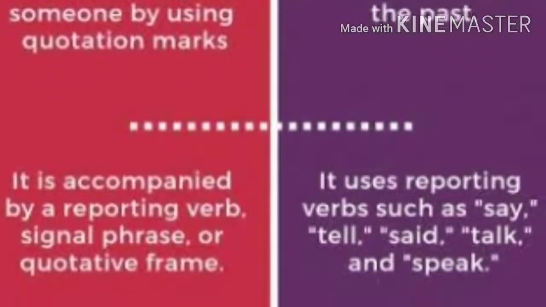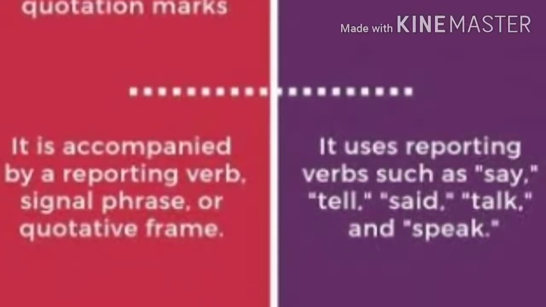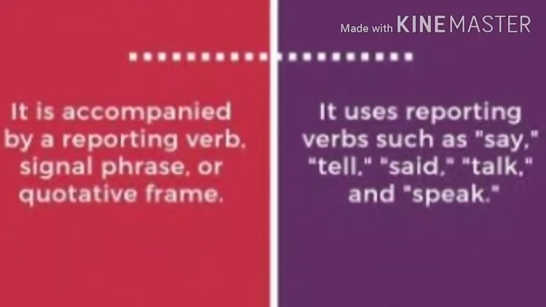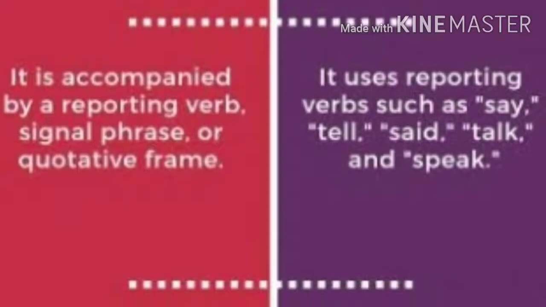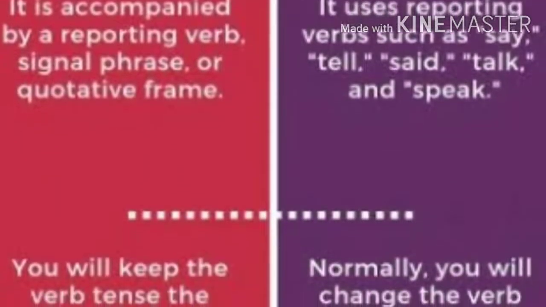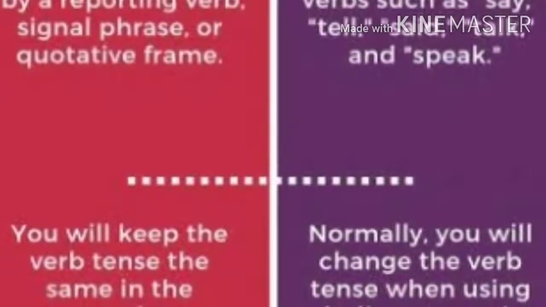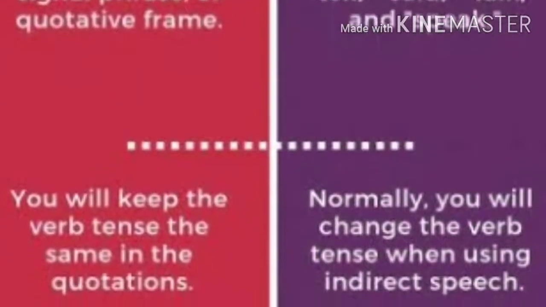Alright, students, your direct speech is accompanied by a reporting verb. It could be a single phrase or quotative frame, right? And your indirect speech, it uses reporting verbs such as say, tell, said, talk and speak. Next in the sequence, in direct speech, students, you will keep the verb tense the same in the quotations, and in your indirect speech, normally you will change the verb tense, right, when using indirect speech. Students, for your better understanding, here is the table.